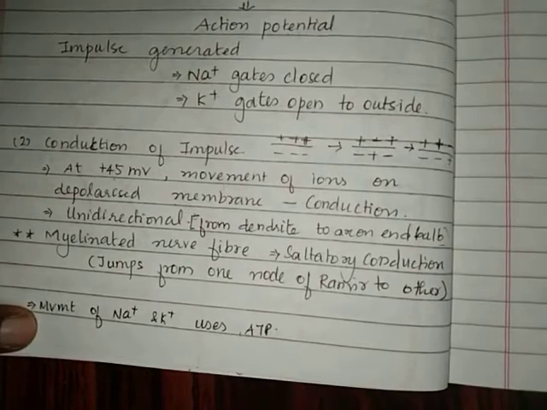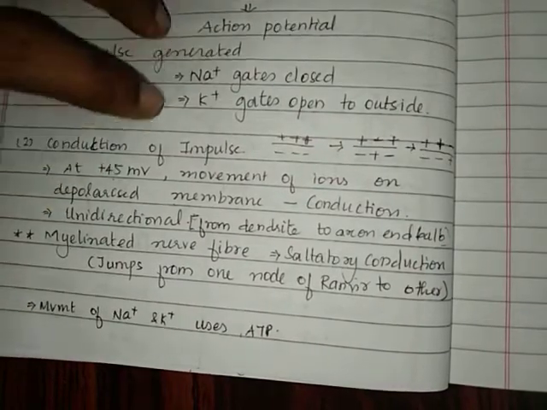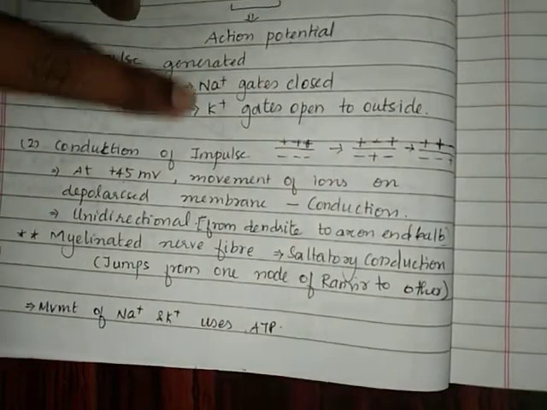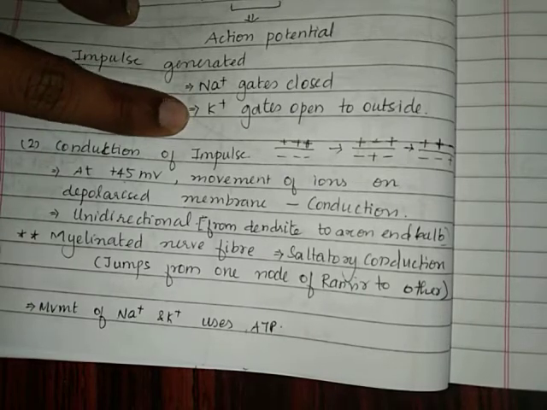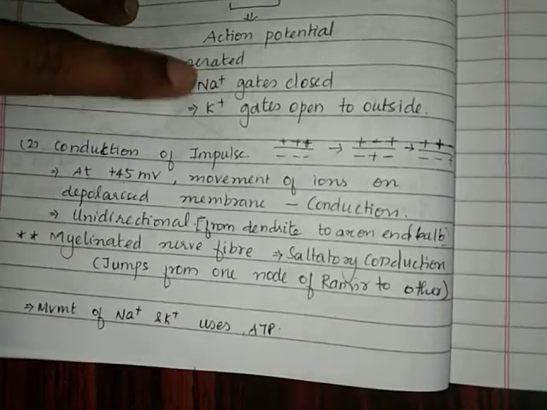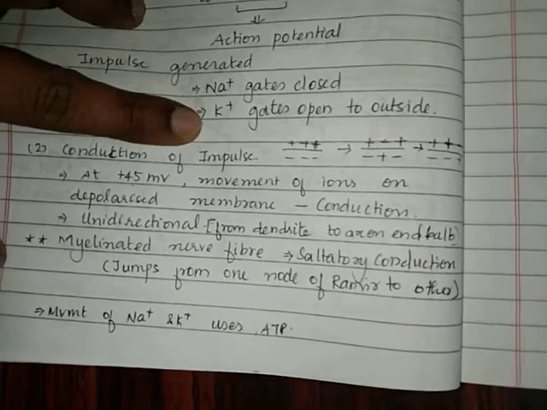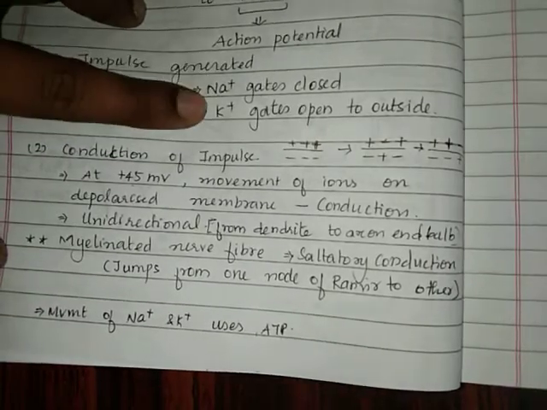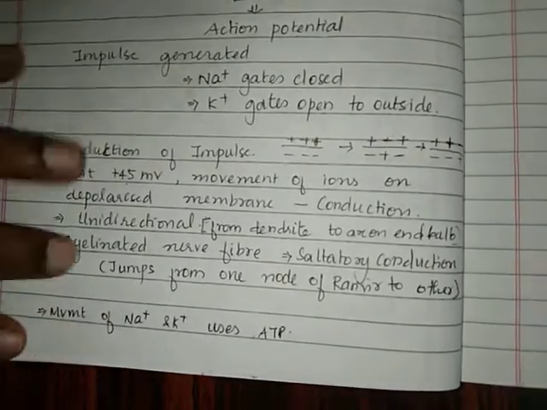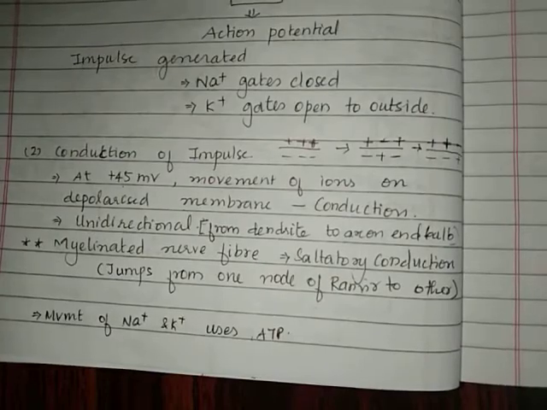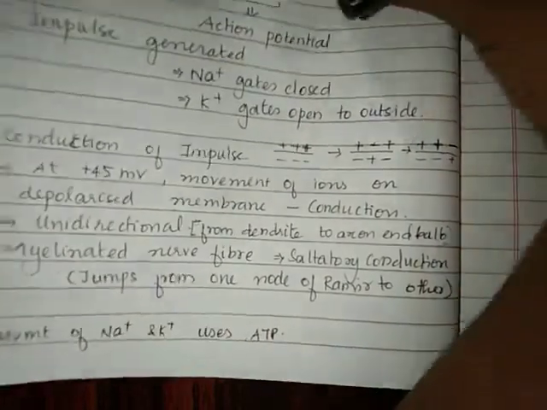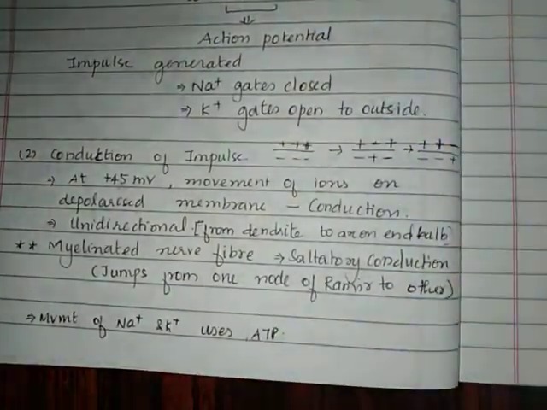And regarding the movement of sodium and potassium ions, we saw that the sodium gates open and close, and again the potassium gates open and close again. So there is movement of sodium and potassium ions. For this movement of sodium and potassium ions ATP will be used. So conduction of impulse is going to be an active process using ATP.